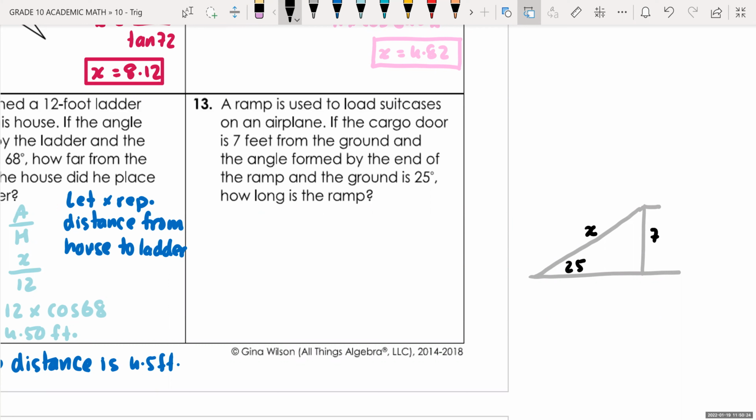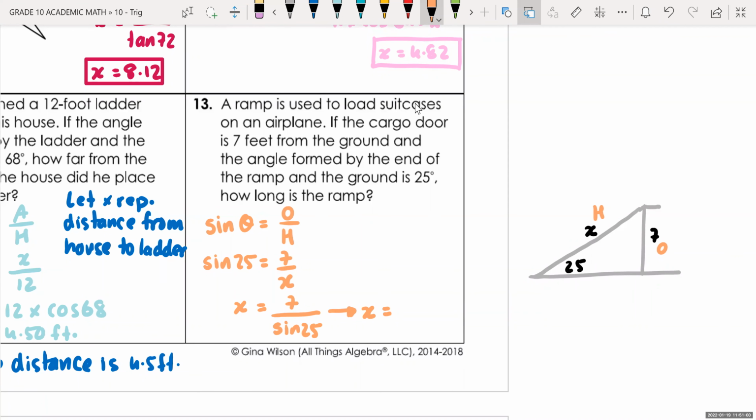What do you think we're going to use for this? Sine, cos, or tan? Yeah, this is opposite and this is the hypotenuse. So we're going to be using sine. We're going to write sine theta is equal to opposite over hypotenuse. We know theta is 25. So sine 25 is equal to 7 over x. We know the x is going to be moved up and then the sine 25 is going to be moved down. So it's going to be 7 over sine 25.